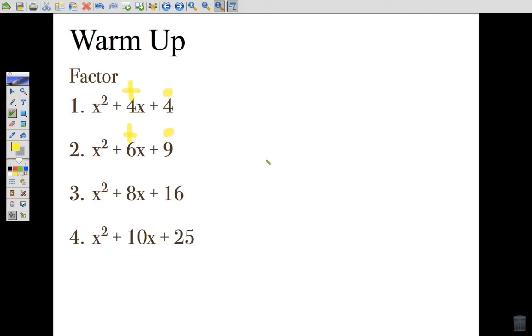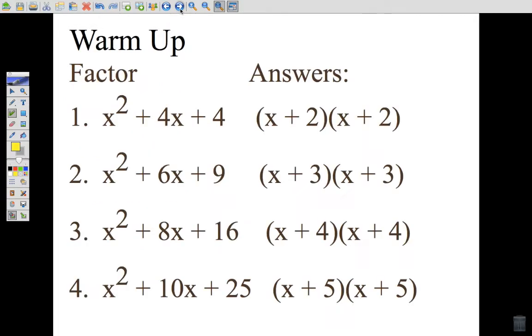You should notice something interesting about your answers. As you factor each of these trinomials into a product of 2 binomials, you should see that the answer is the original binomial times itself. The 4 original trinomials are what we call perfect square trinomials, meaning when you factor them, they're equal to a binomial squared.